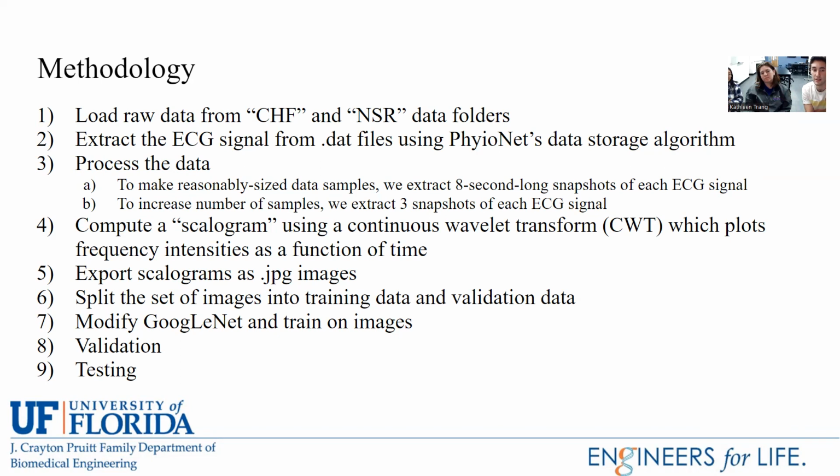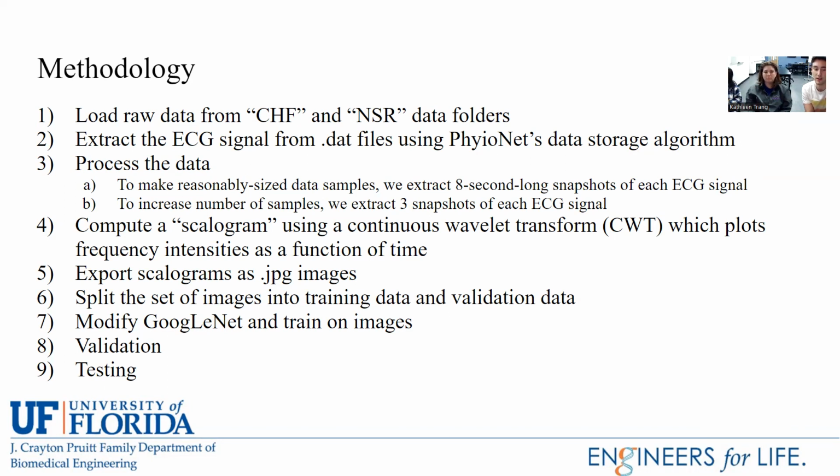And since we only had a limited number of patients in each study, we had to increase the number of samples. And we did that by extracting 3 random snapshots of each EKG signal, and each one of those snapshots was 8 seconds long. Next, we analyzed those signals using a scalogram. A scalogram is made by doing a continuous wavelet transform on the signal, which plots frequency intensities as a function of time. So it's like a fast Fourier transform, but as a function of time. Then we exported those scalograms as .jpeg images.